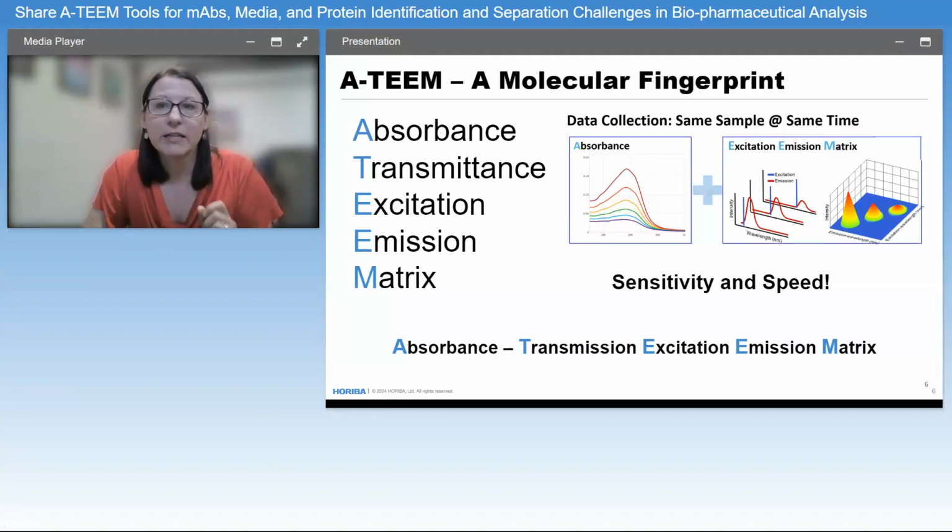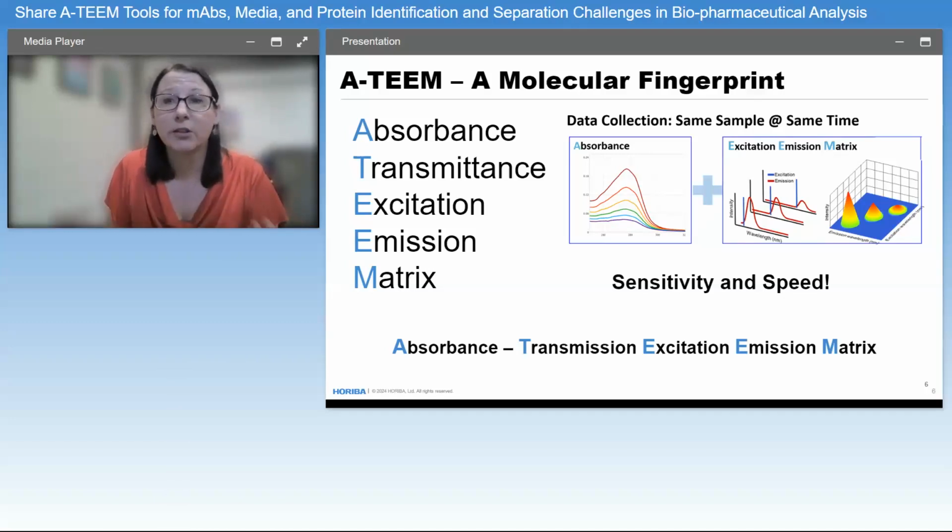So we now understand an EEM, but what is A-TEEM? So for A-TEEM, we collect the excitation emission matrix, but simultaneously, as we're stepping across the excitation range, we also detect the light that's transmitted through the sample. And from this, we can get information on the absorbance spectrum or the transmittance spectrum.